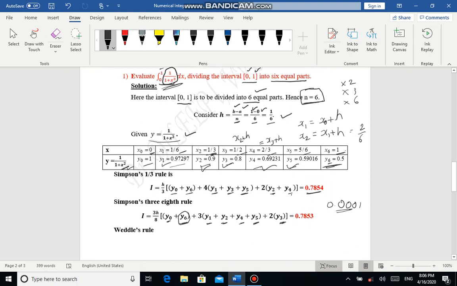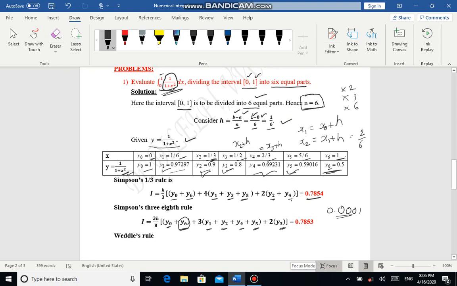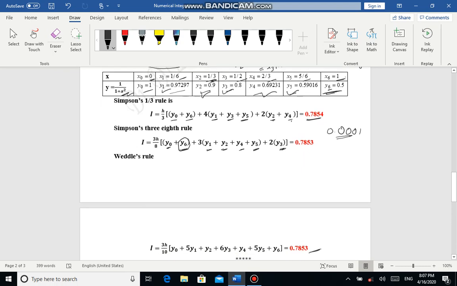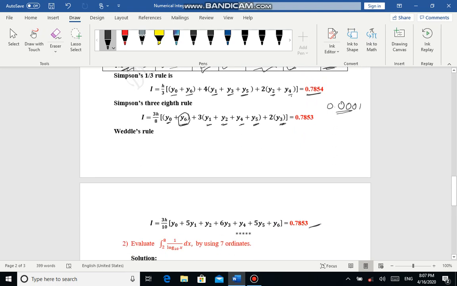Here the method is not mentioned. We can consider any one method in the examination because n equal to 6 is a multiple of 2, a multiple of 3, and a multiple of 6. This means you can apply any one of these three methods. But in the examination, if they mention one particular method, use that one. I think it's clear. Now we'll go for one more example.